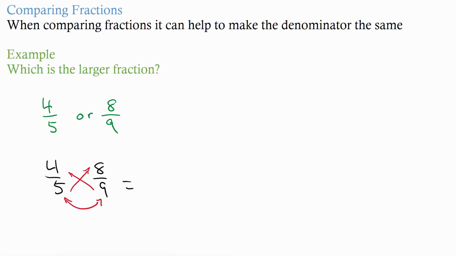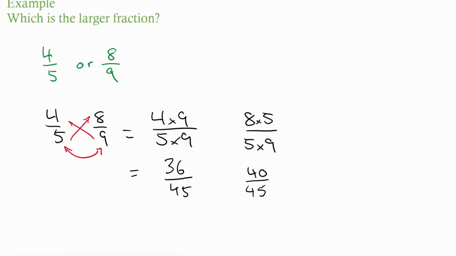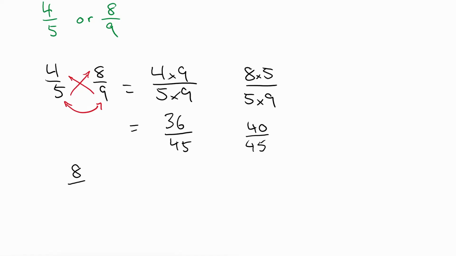So what we end up with is 4 times 9 over 5 times 9 and 8 times 5 over 5 times 9. Now if you put those in the calculator or do the math in your head, we end up with 36 over 45, and over here we end up with 40 over 45. So we can say that our 8 over 9 is larger because we have the same denominator, so we can make it a 1-to-1. We can be like, oh yep, 40 is definitely bigger than 36.